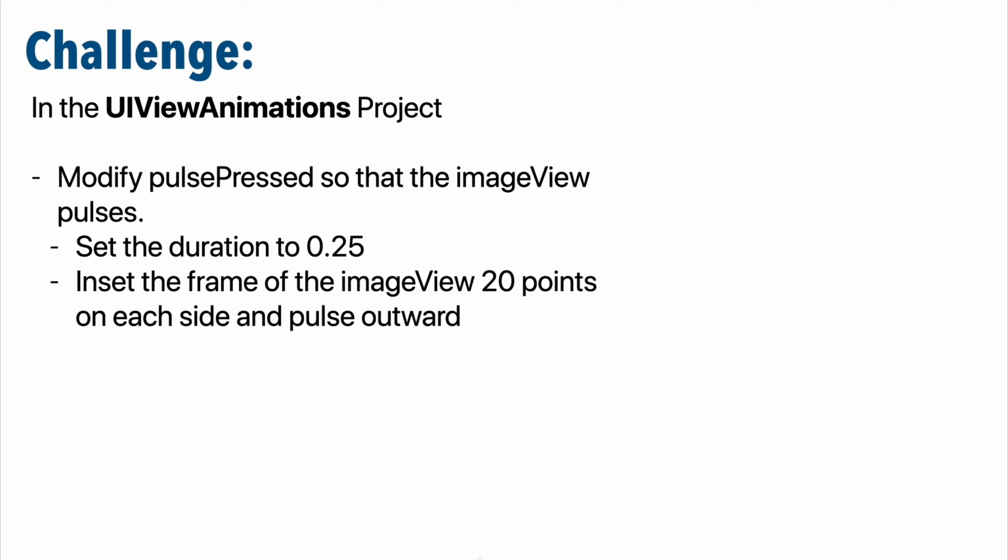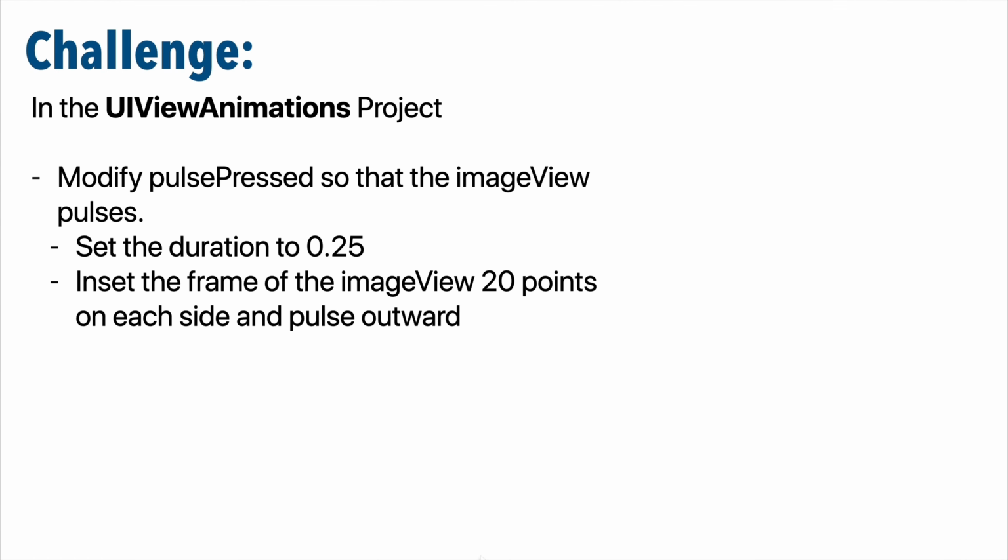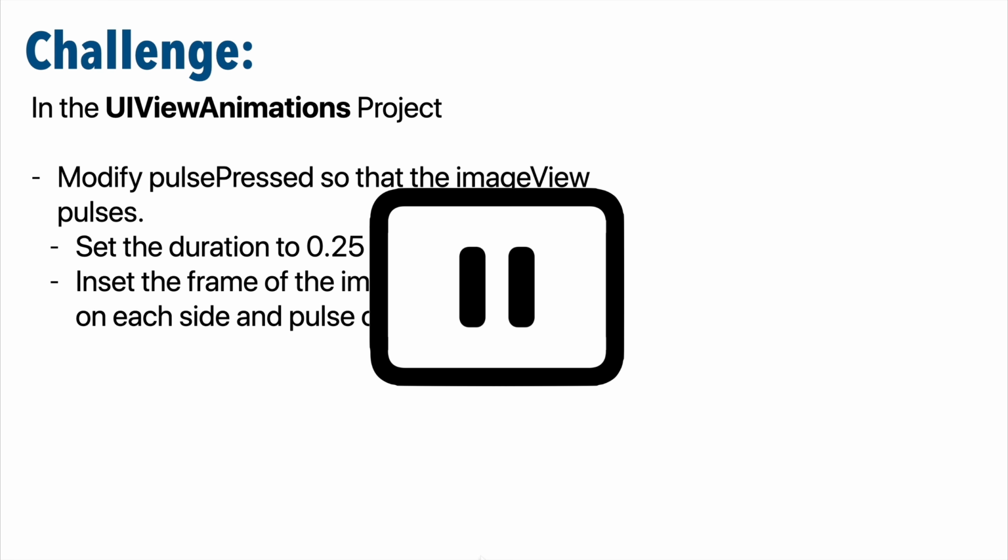To set up what we're going to need for our Bip the Guy app, what you should do is, in the UIView Animations project, modify pulse pressed so that the image view pulses. Set the duration to 0.25 seconds. Inset the frame of the image view 20 points on each side. That means shrink the frame 20 points on each side, and then pulse outward. Why don't you pause, give this a shot, and let's take a look at a solution.